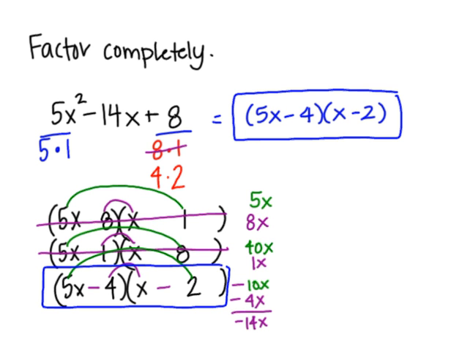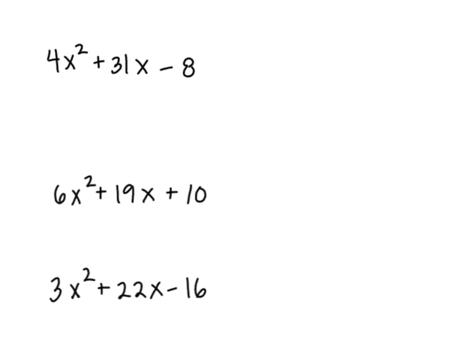Now, I took my time on that one and I went through all the possibilities, but there is sometimes an easier way to check them, an easier way to pick your factors. So let's try another one. I want to work 4x squared plus 31x minus 8, and I want you to factor it completely.